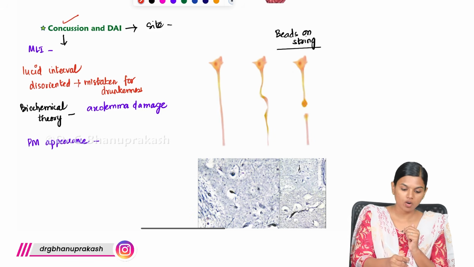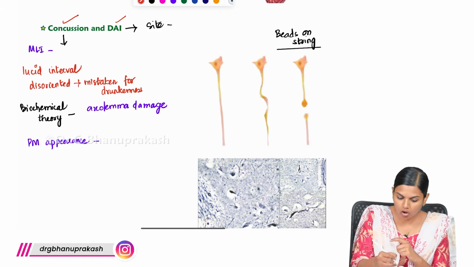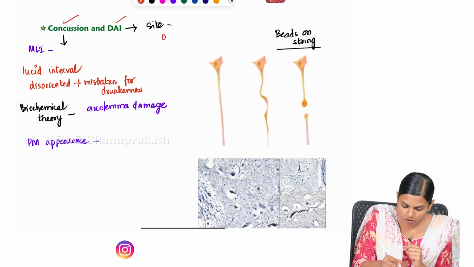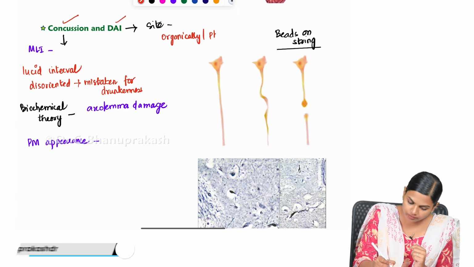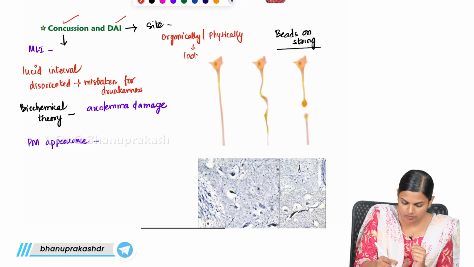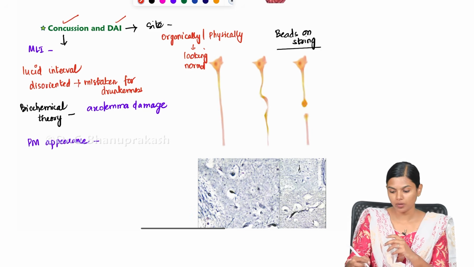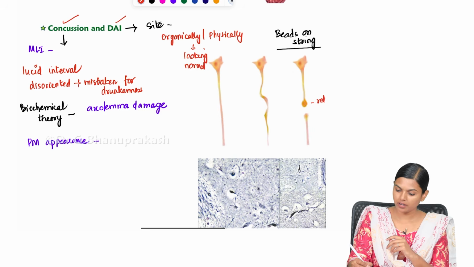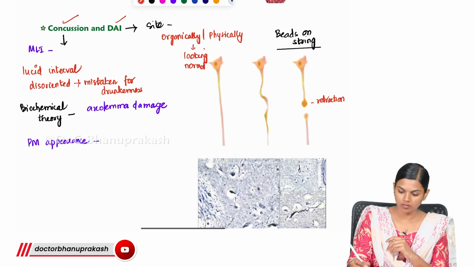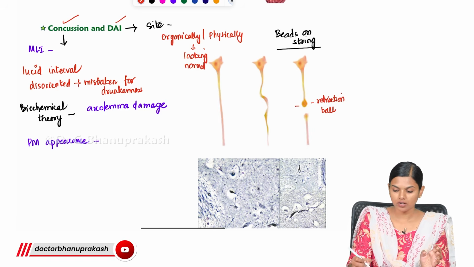And the severe form, the diffuse axonal injury, what happens is that organically or physically, it will be looking normal. You won't be finding anything physically, but if you look under microscopy, you can see this retraction ball, also known as beads on string appearance. So this is the retraction ball.